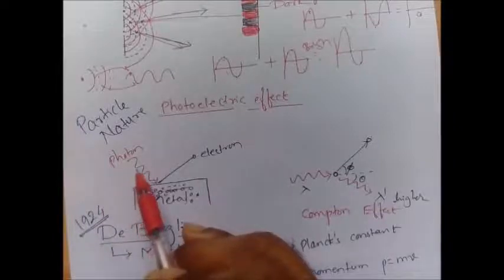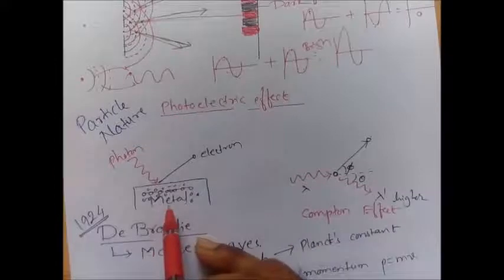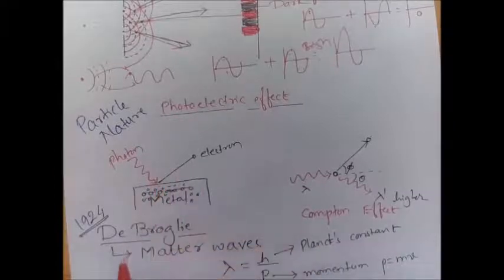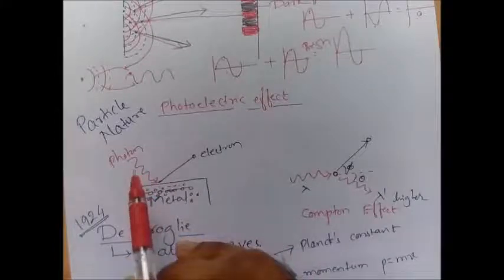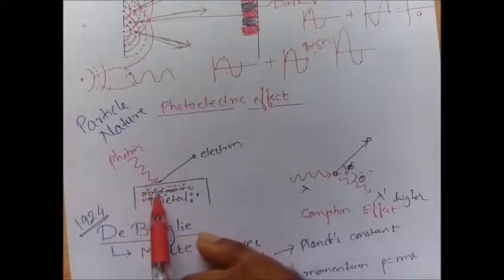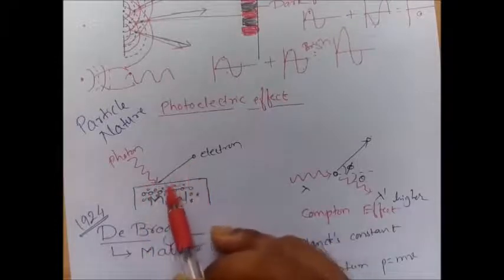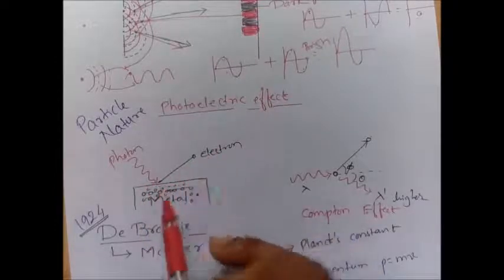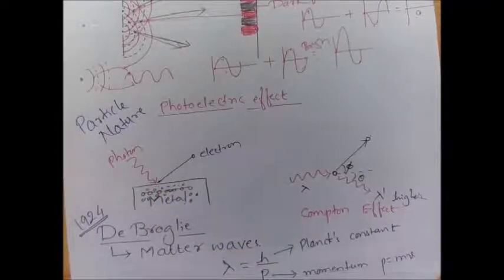Einstein has explained that when light hits the metal surface, an electron is ejected. That means the photon is treated as a particle over here. Here the collision is happening. This is hitting this and knocking out this electron, and the electron is ejected. This is the particle nature. And the same thing will happen over here.